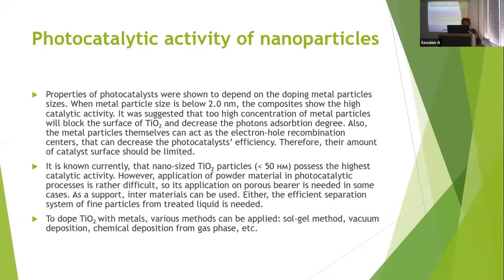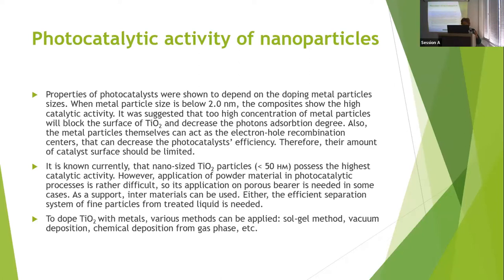Properties of photocatalysts were shown to depend on the doping metal particle sizes. When the size is below 2 nanometers, the composites show high catalytic activity. It was suggested that too high a concentration of metal particles will block the surface of titanium oxide and decrease the photon absorption degree. Also, the metal particles themselves can act as electron-hole recombination centers that will decrease the photocatalytic efficiency. Therefore, the amount on the surface of the oxide should be limited.